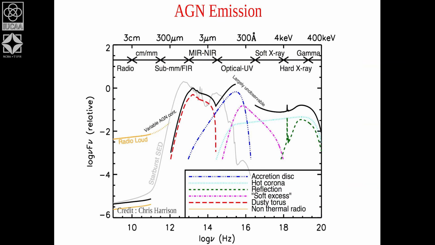Okay, so let's discuss again the very different components in the broadband spectra of AGNs. The most important component is the big blue bump, which is thought to be the direct result of accretion onto the supermassive black hole.